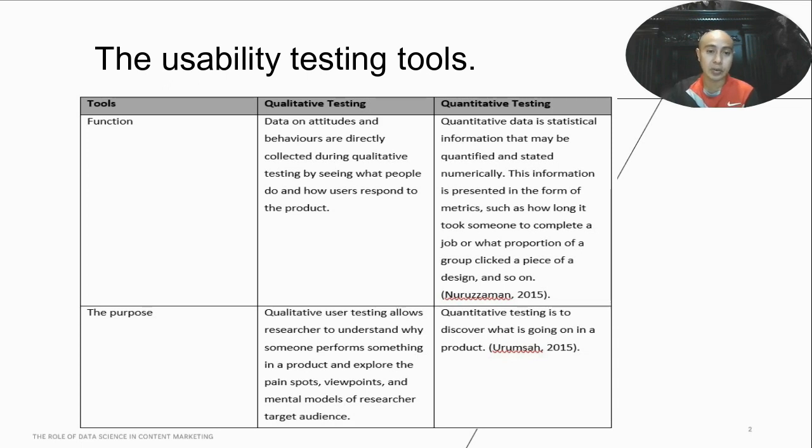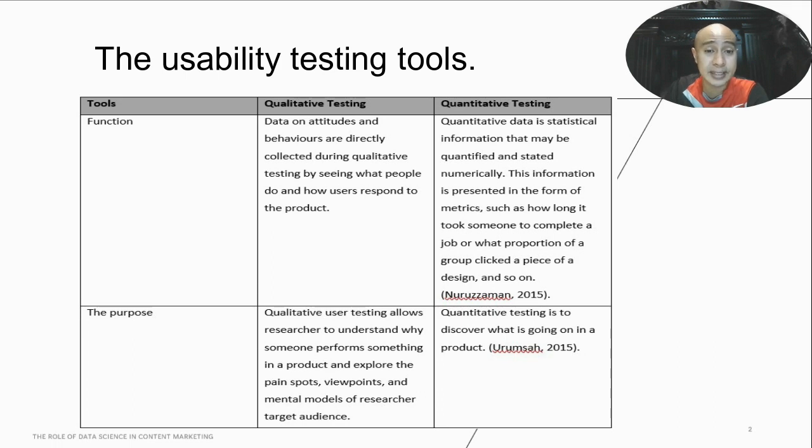During the testing sessions, qualitative usability testing often applies the think out loud approach. The study approach invites participants to speak the words that come to mind while performing the task. Now we go to the quantitative testing. Quantitative data is statistical information that may be quantified and stated numerically.